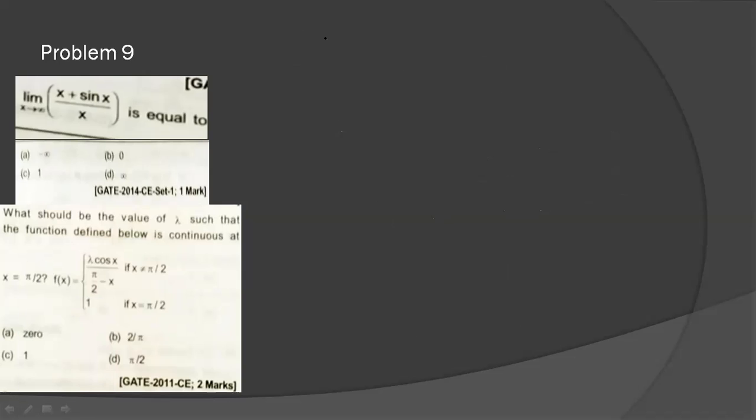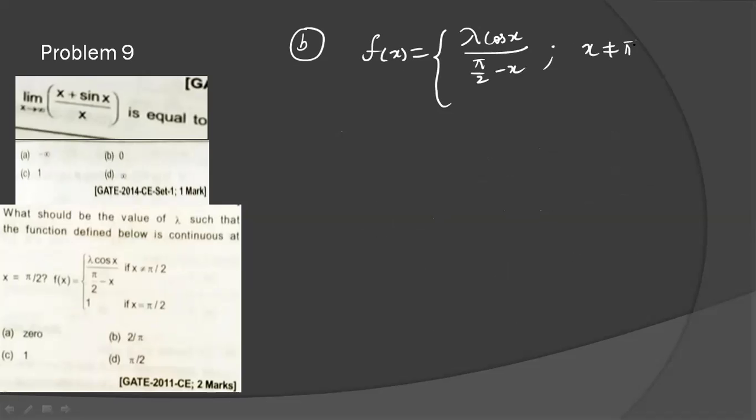In the B part, what should be the value of lambda such that the function defined below is continuous at x equal to pi by 2? The function is given as lambda cos x over (pi by 2 minus x) when x is not equal to pi by 2, and it is 1 when x equal to pi by 2. We want the function to be continuous, which means the limit exists, which means LHL equals RHL.